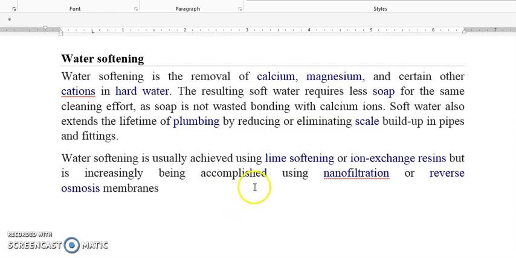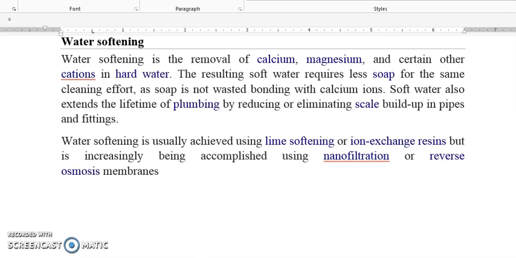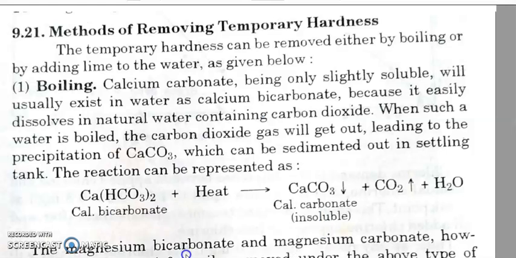Water softening is usually achieved by using the lime softening method or ion exchange, and nowadays you are using nanofiltration, reverse osmosis, like that. So we will just see what the different methods are and how we are going to do it.